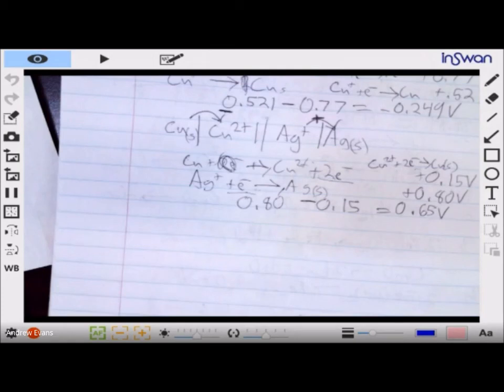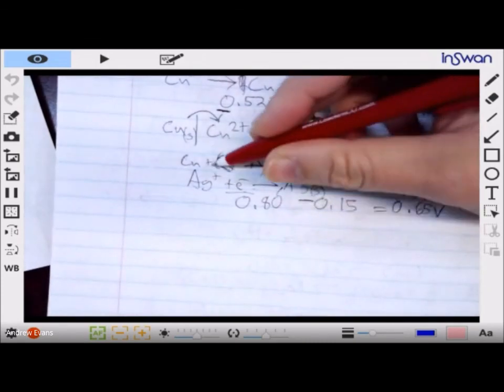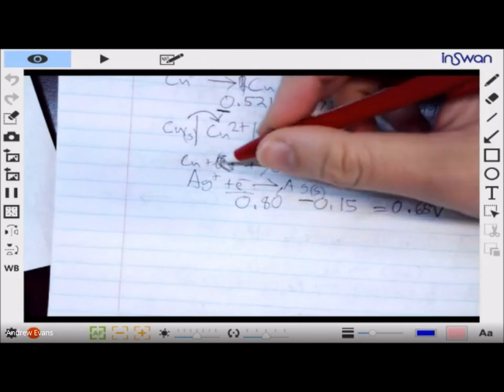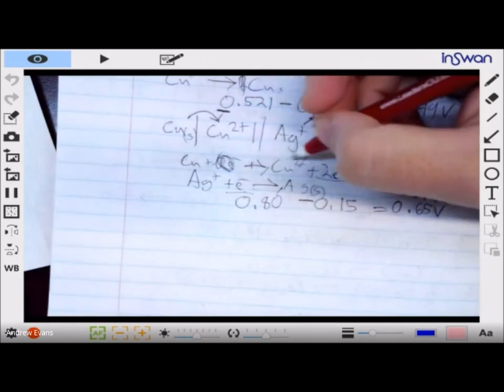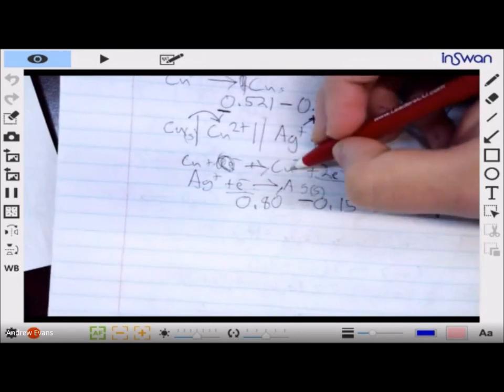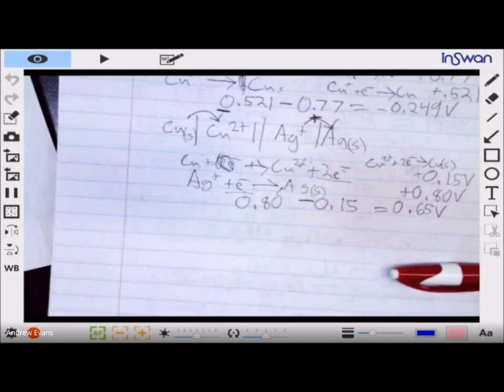But you have to find the matching half reaction. Don't be confused. Don't get Cu+ to Cu2+, or Cu0 to Cu+. You have to get Cu0 to Cu2+. You have to find that half reaction to make it work. So make sure you find the correct matching half reactions to find the voltage.